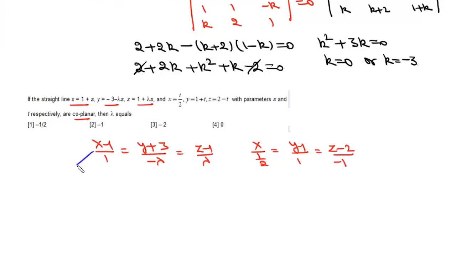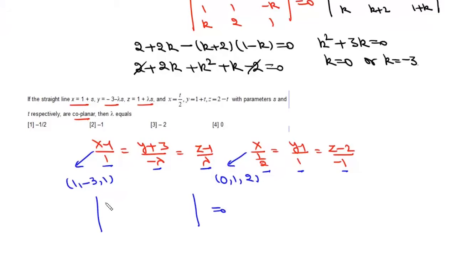Now we'll find a point on the first line. This point is (1, minus 3, 1), and the point on the second line is (0, 1, 2). Now direction ratios here are 1, minus lambda, lambda, and here 1 by 2, 1 and minus 1. So we can write this determinant as x1 minus x2 or x2 minus x1. It doesn't make a difference. So 1 minus 0 is 1, minus 3 minus 1 is minus 4, and 1 minus 2 is minus 1. Direction ratios are 1, minus lambda, lambda, and here 1 by 2, 1 and minus 1.